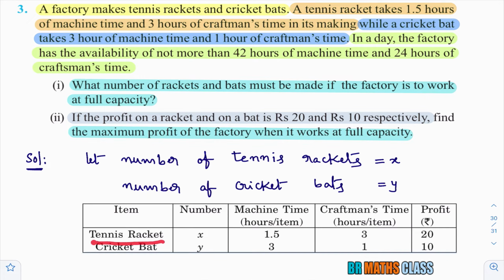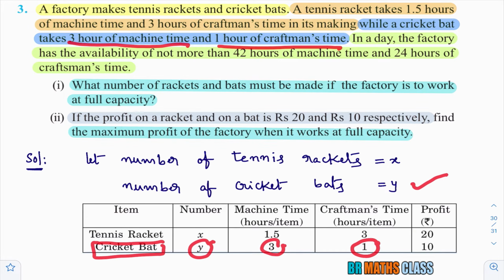Now cricket bats. I supposed that the number of cricket bats equals y, and what is the machine time required to make a cricket bat? In the question they have given 3 hours of machine time and 1 hour of craftsman's time. And what is the profit we will get? 10 rupees profit we will get on a cricket bat.